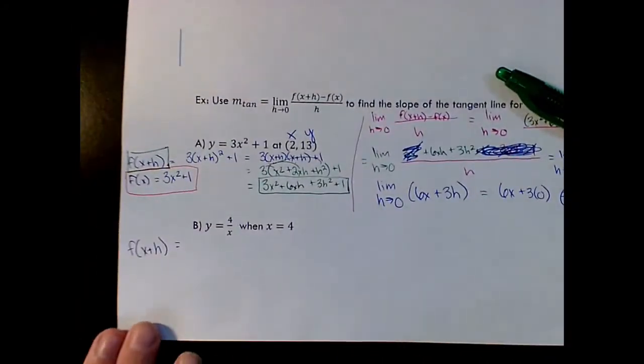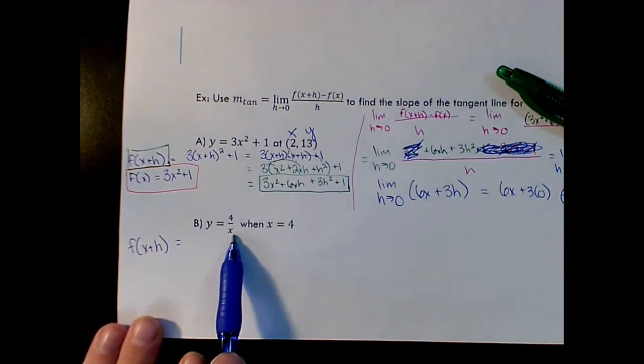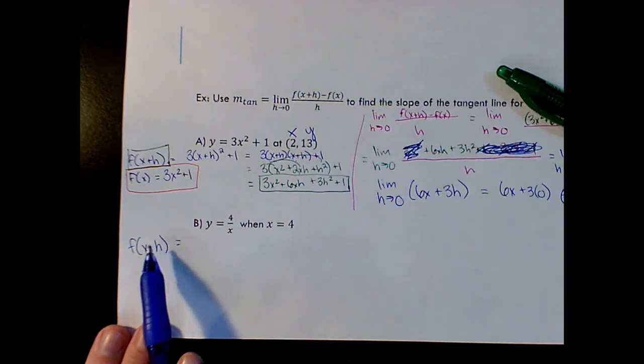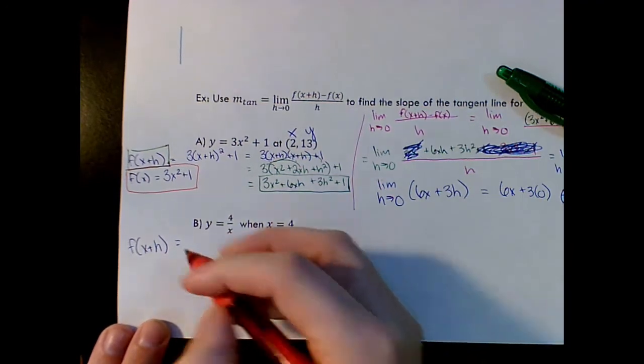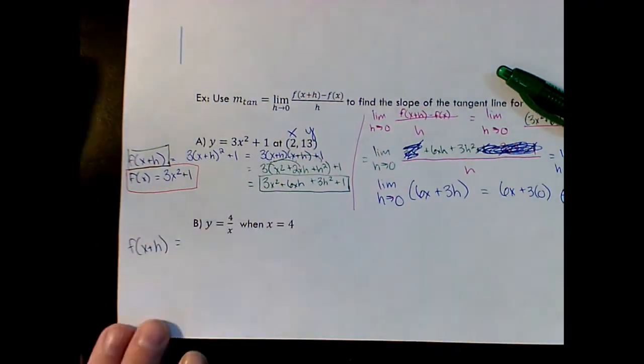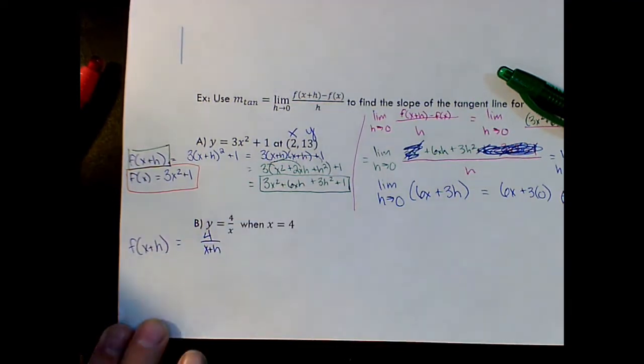So anyway, problem B. y equals 4 over x. Whenever I'm asked to find f of x plus h, what I do is I replace the x up here with an x plus h. So f of x plus h is going to be 4 over x plus h.